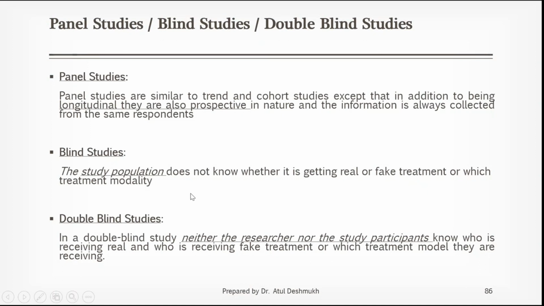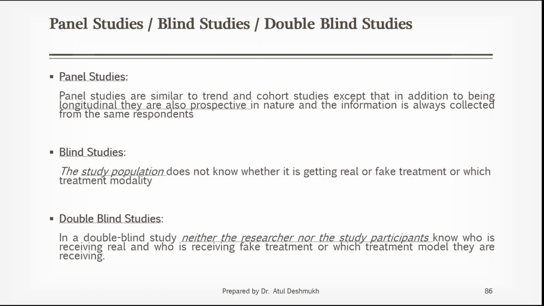Double blind study means what? Now here, in a blind study, the investigator is aware. Investigator means you are the investigator. You are the principal investigator of your study. You are aware of which drug is given to whom. But in some cases, it is a requirement of the research design so that you will be able to control bias in your study.